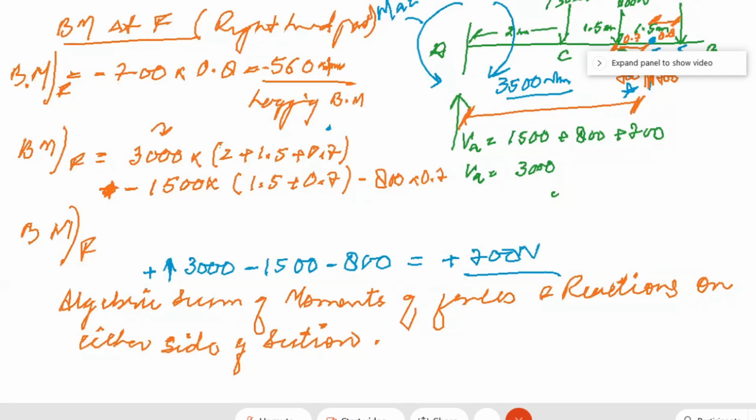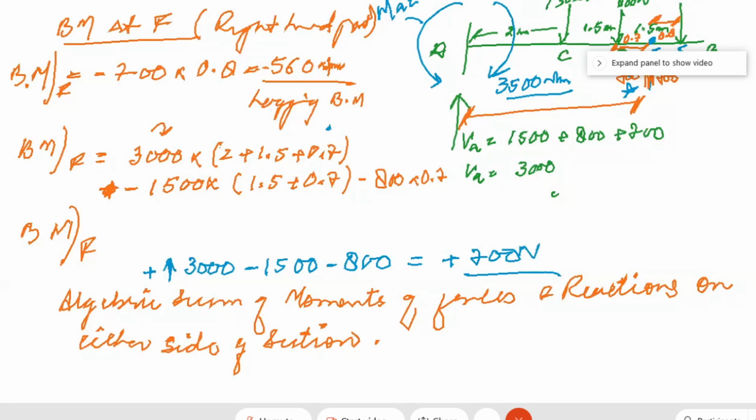How much is the bending moment at point F? 8740. Louder. 8740.